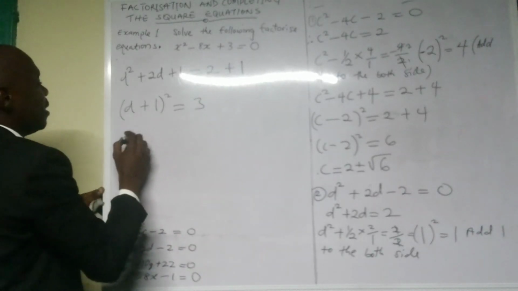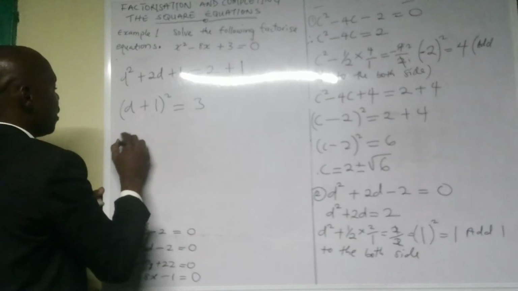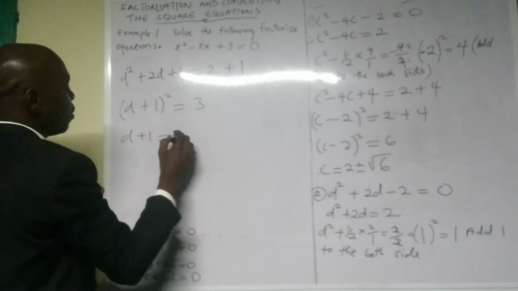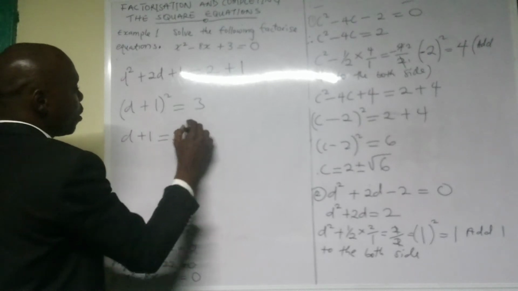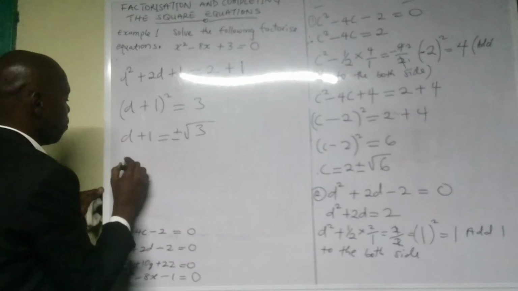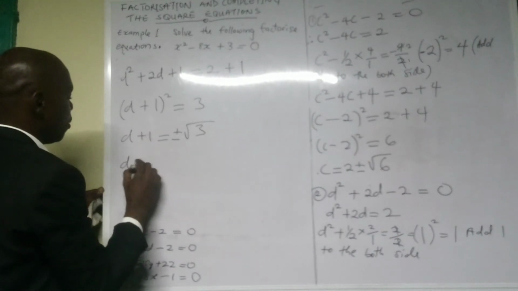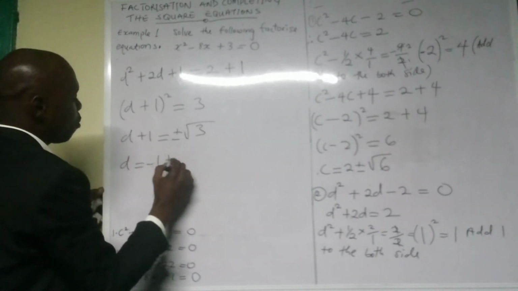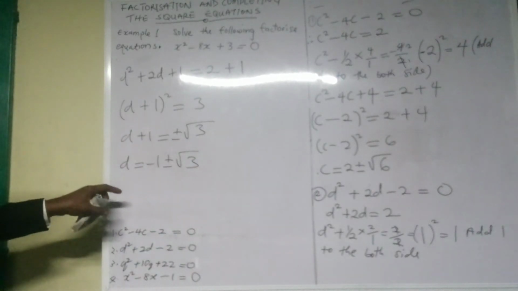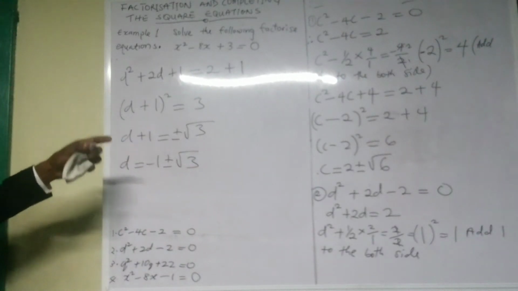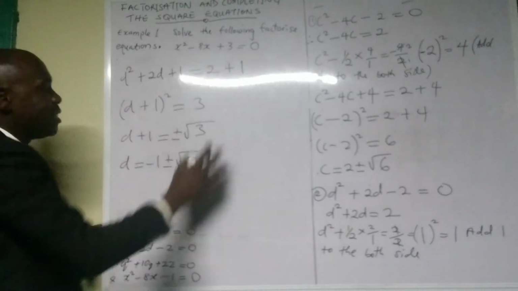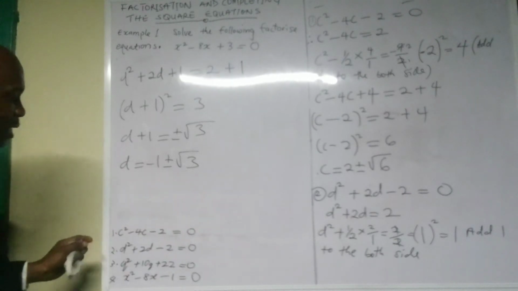So we'll move further again. We'll transfer this thing to this side. So now it gives us d plus 1 equals plus or minus square root 3. Then it will now become d equals minus 1 plus or minus square root 3. When you look at this answer to what we arrive at, we can't go further. This is what we call factorization. It's different from completing the square that people are mixing together.